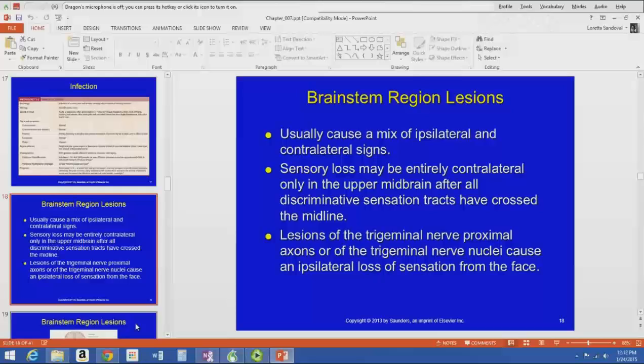So you might lose, if the lesion's in the upper midbrain, all the sensation tracts have already crossed at the medulla, which is in the lower part, and so the sensory loss might be entirely contralateral. With the trigeminal nerve, you might get ipsilateral loss of sensation from the face because it's higher up in the brainstem where it branches off. And I don't really expect you to know that. I'm just trying to give you an idea of what type of sensory loss you might get. Later on, when we talk specifically about the brainstem, we'll talk more about that.